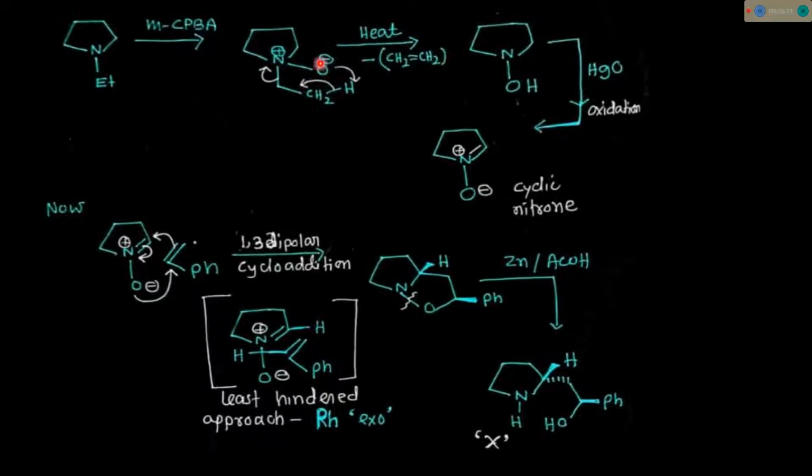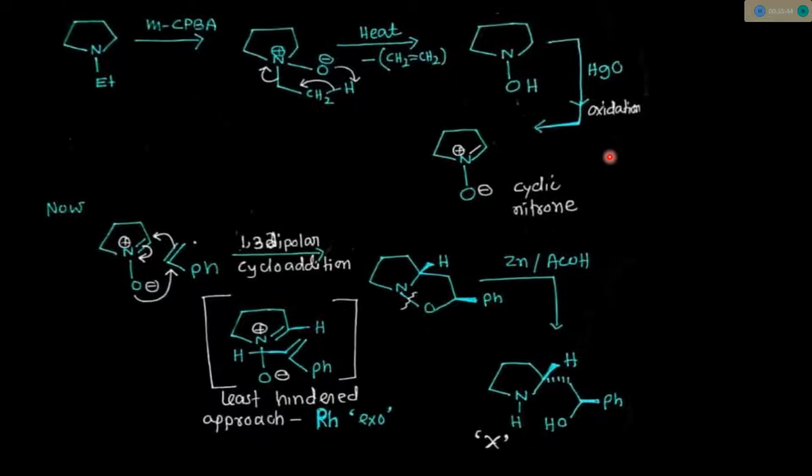Now after heating, this O minus will abstract this hydrogen. If we draw properly this ethyl, CH2CH3, it will abstract one H from this, and this bond will break, this bond will break. Just one ethylene molecule will be released from this compound and form an N-hydroxy pyrrolidine molecule. So now this is a neutral N-hydroxy pyrrolidine molecule. We are using again mercuric oxide.